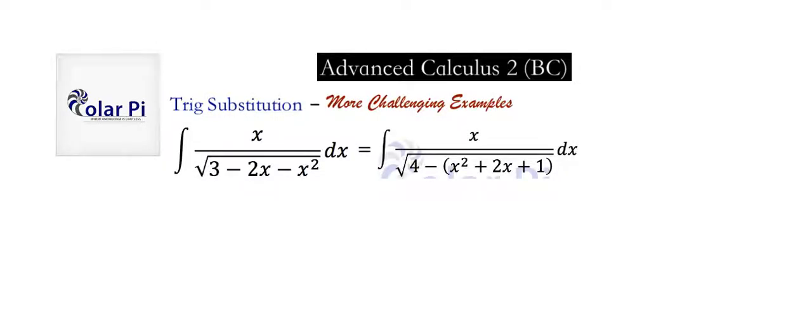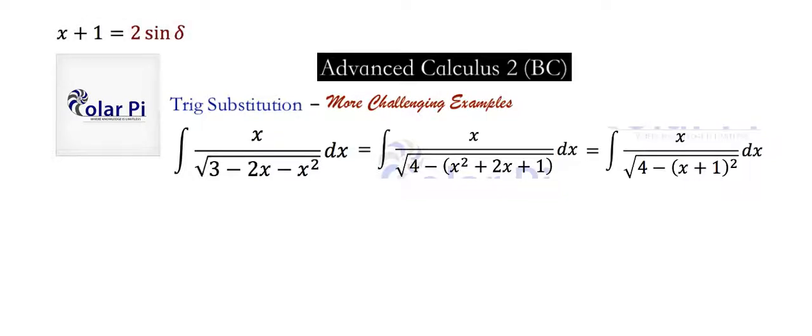We can use this as a transition, a rewriting of our original integral, and finish the job of completing the square by writing this. Now, all 3 integrals are the same, they're equal. But looking at this last version, it's pretty clear that the trigonometric substitution here should be for x plus 1, and we should make x plus 1 equal to 2 sine delta.